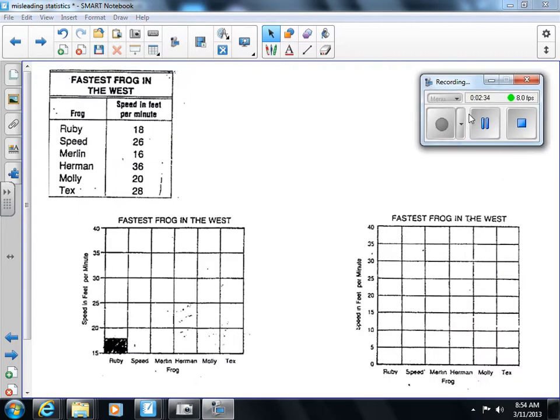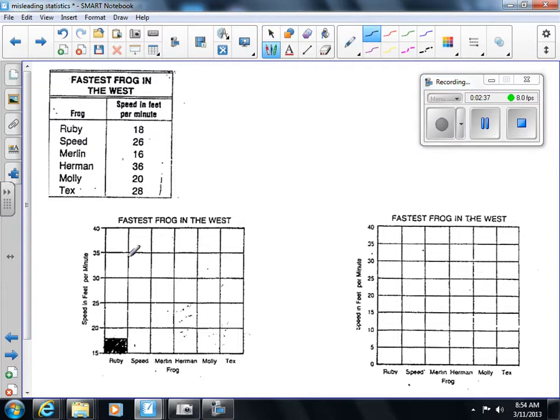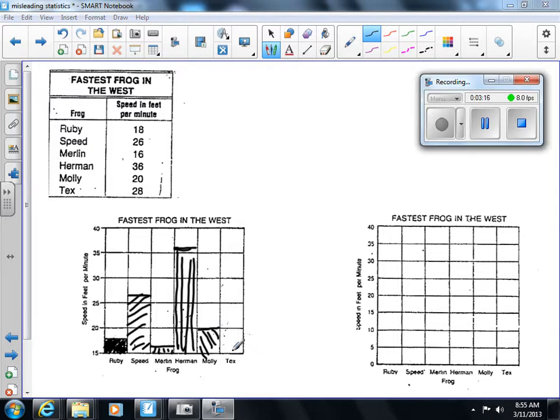Okay, let's take a look at this one. We're going to actually finish up these graphs. We have Ruby, 18. So we have types of frog. These are the fastest frogs. Speed got 26, so let's take him up to about here. Merlin was how much? 16. It's going to be about down here. Herman is 36. And Molly is 20. And Tex is 28.